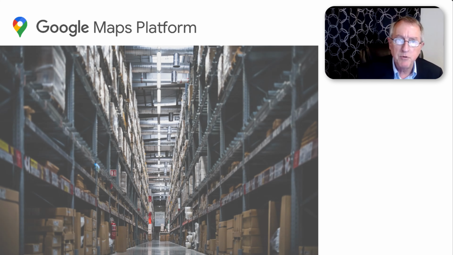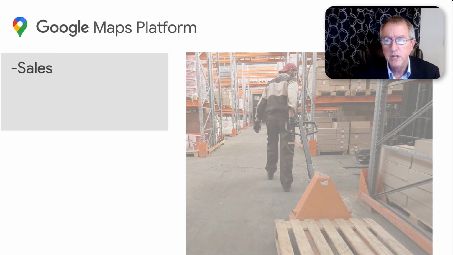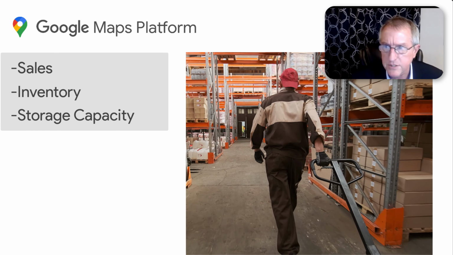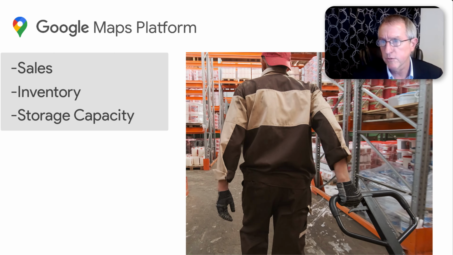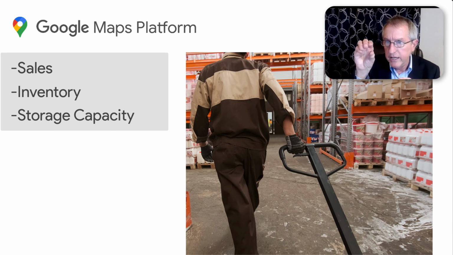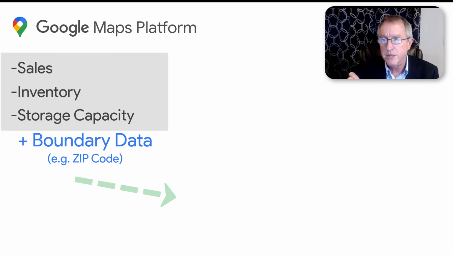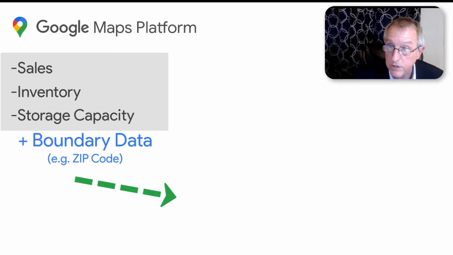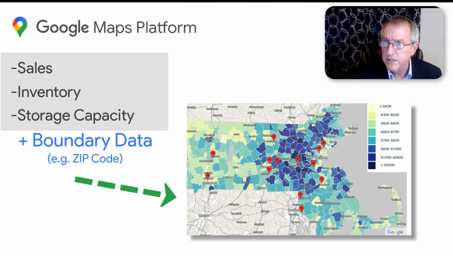Here's a simple example around store performance. You could start looking at the metrics around your store performance, sales, inventory, capacity, fill in the blank, everything that happens in the retail world. And look at that at an administrative boundary like zip code, or maybe the surrounding zip codes around where your stores are located. It starts to open all kinds of analytical ideas.